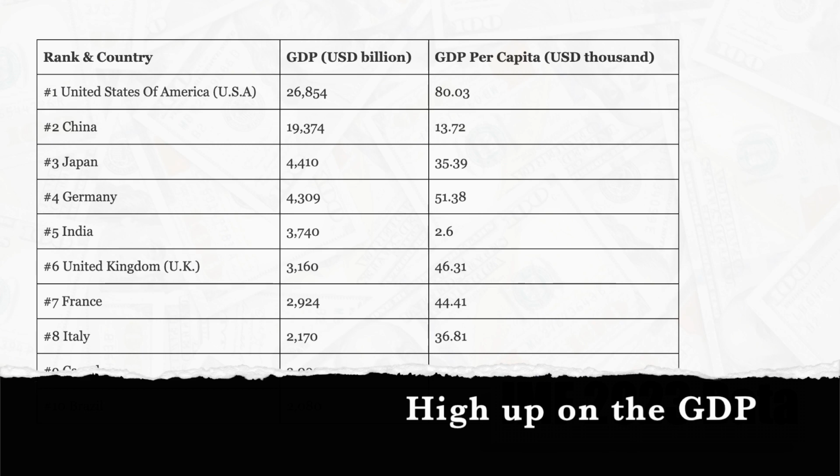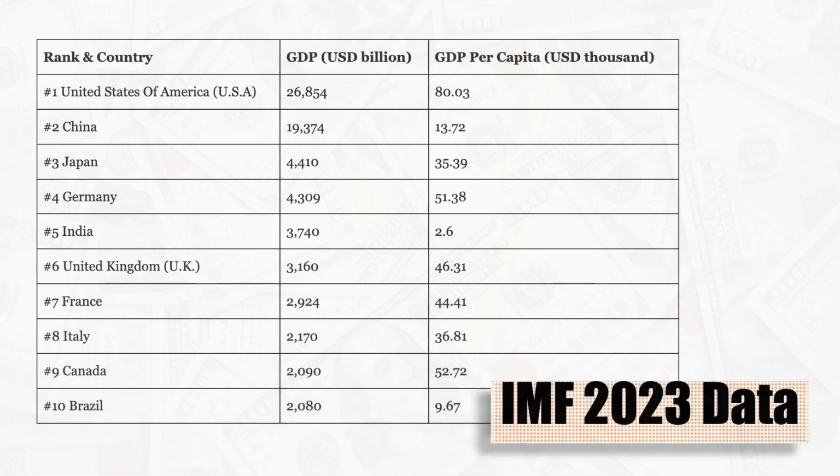As per the IMF, these are the countries with the highest GDP listed in descending order. So USA, $26,000 billion plus, China, Japan, Germany, India, and this is the list of the top 10 countries there. And you can see this is the GDP per capita in USD thousand. So India has 2.6 thousand, so around 2600 USD per capita, which is very low, but it is still a good thing to be here in the top 5.